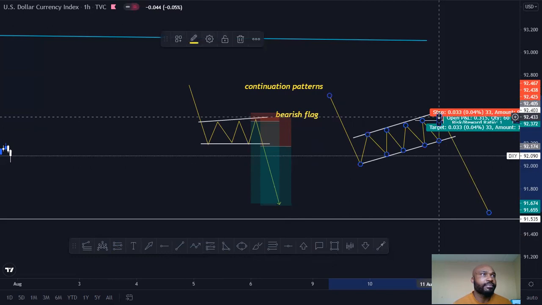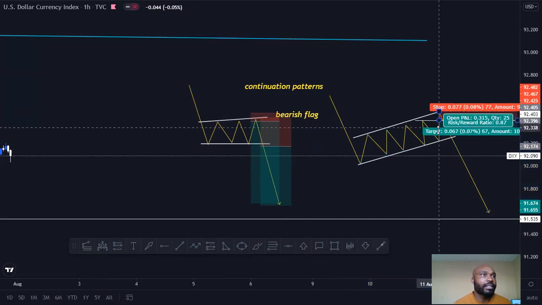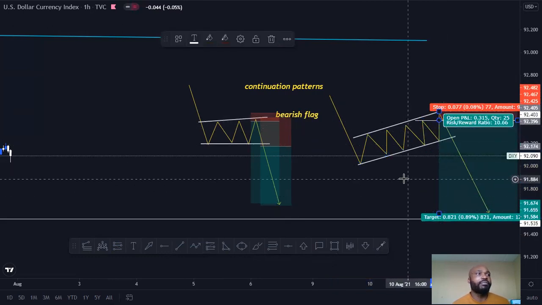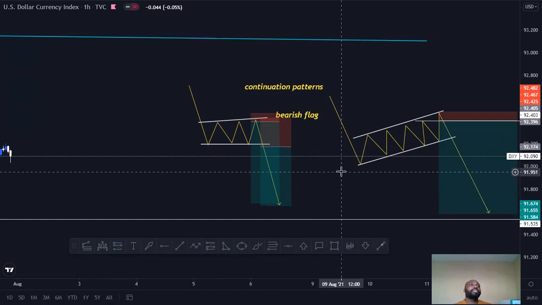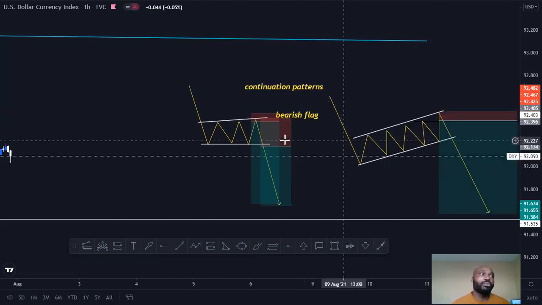Okay, the target is the length of the flag. So already you've got a target, and you've got a very reduced risk-reward ratio, where your stop loss is very minimal and your rewards are very high. Okay, so that will set you apart from the way other setups would be. Okay, guys. So this was a very great one.